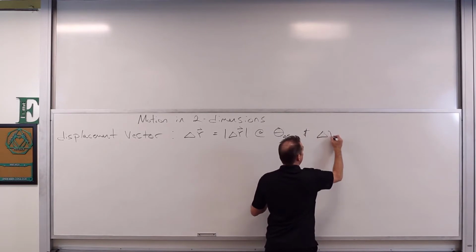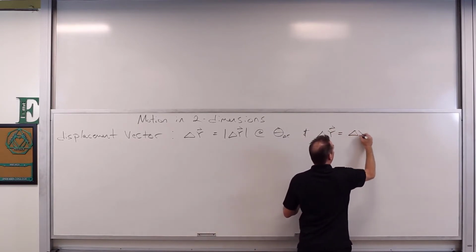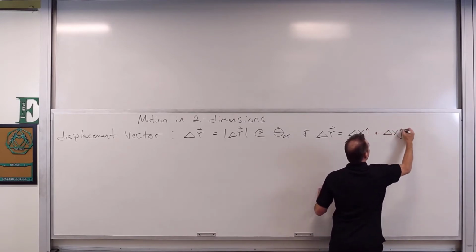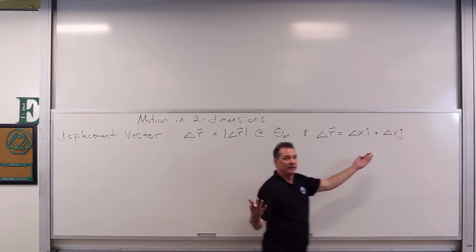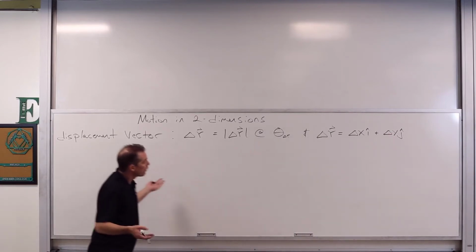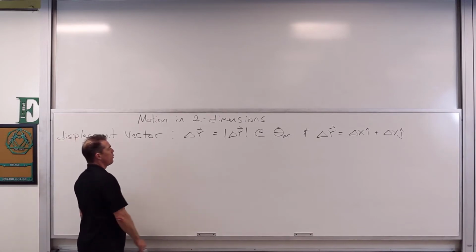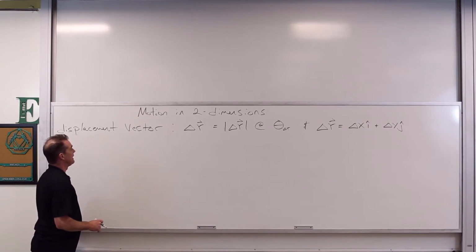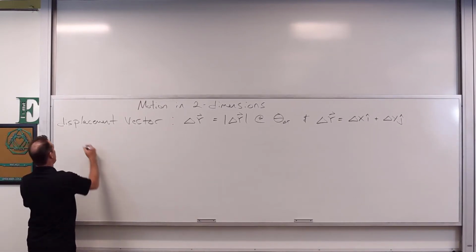And delta r hat is also equal to some delta x i hat plus some delta y j hat. X component, y component. So instead of one dimension, we got two. Big deal. Let's just spell the rest of this out, and then we can look at the particulars regarding these individual vector quantities. So we've also got the velocity vector.